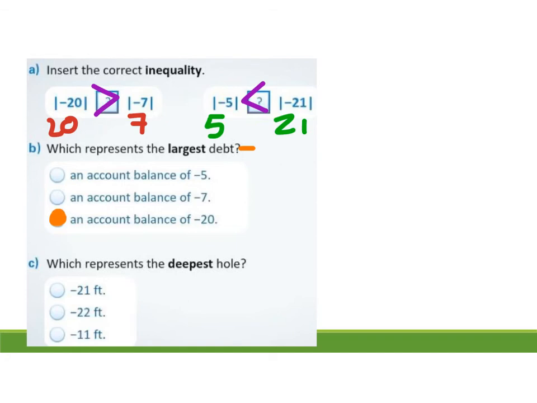So part C, which represents the deepest hole. Now it's not saying the hole is negative 21 feet deep, because that's like a double negative thing, which would be kind of like double opposite. So we're just saying that the hole is this number of feet deep. And as far as I can see, 22 is the biggest one. So it would be by far the deepest hole amongst these 3 options.